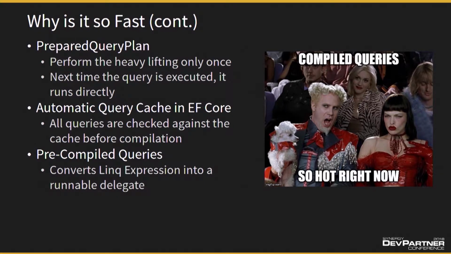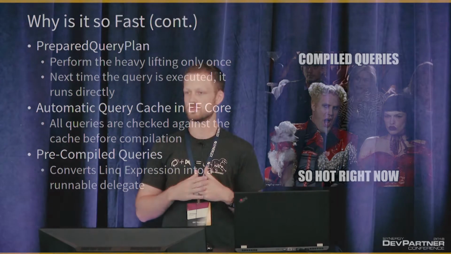So that comes from the automatic query cache in EF Core. Every time any query gets run, it runs through their query cache. And they relatively quickly identify, have I ever seen this query before? Was it parameterized? Can I just use this thing? And then it runs the query through the prepared query plan.